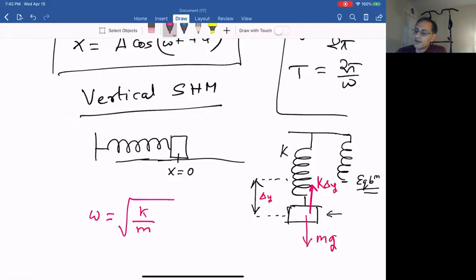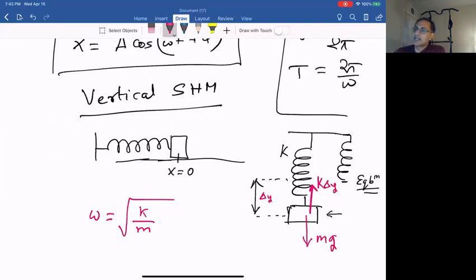The main difference between horizontal and vertical simple harmonic motion, other than the fact that one is horizontal and the other is vertical, is that for vertical, the equilibrium position of the mass is not the unstretched length of the spring, because the spring has to stretch a little bit for the mass to be in equilibrium. Whereas for horizontal simple harmonic motion, the mass is at the equilibrium position of the spring. So hopefully that is clear.